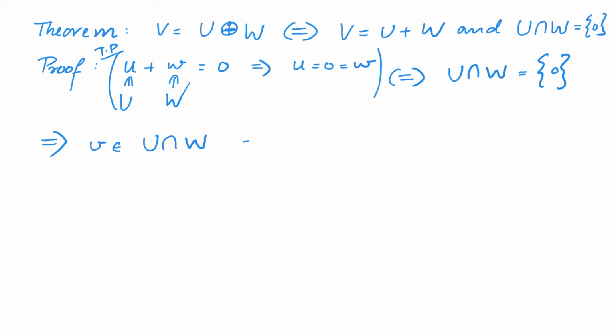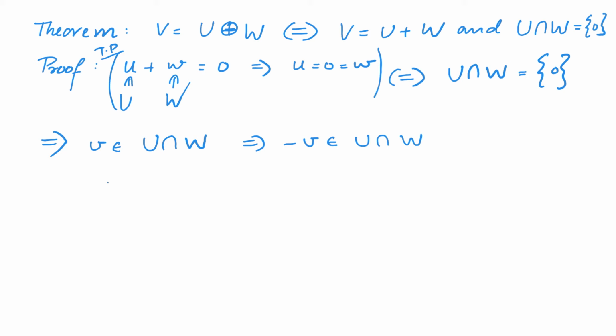So let v be an element in U intersection W. Then notice that this implies minus v will also belong to U intersection W. Why is this the case? v belongs to U intersection W implies that v belongs to U. But U is a subspace. Therefore, minus v will also belong to U. Similarly, as v belongs to W, minus v belongs to W. Therefore, minus v belongs to U intersection W.